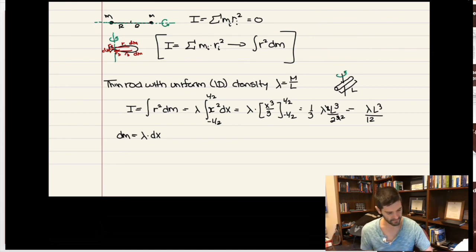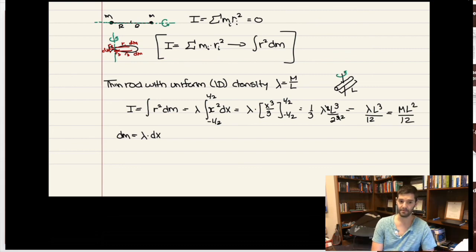But lambda itself, if you look up here, was just m over L. So we could always just write this as mL squared over 12. It could be one example of the rotational inertia of a thin rod about the axis of rotation that is right down the center of the rod.